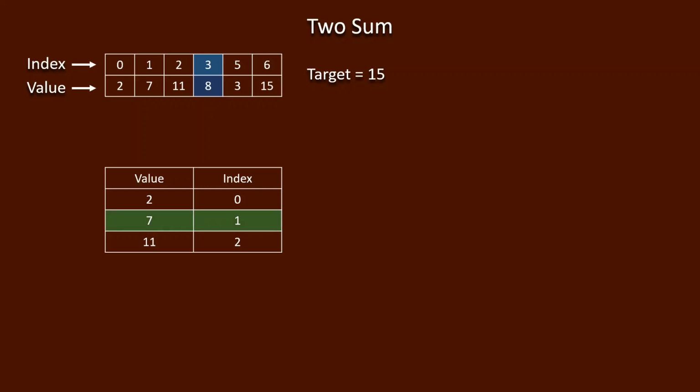Once we find a number in our cache such that that number added to the current number equals the target, we return the corresponding index position in the cache and whatever the current index is. So in this case, the answer is going to be 1, 3. And because we use just one pointer to iterate from the first element to the last element, the time complexity here is going to be big O of n.